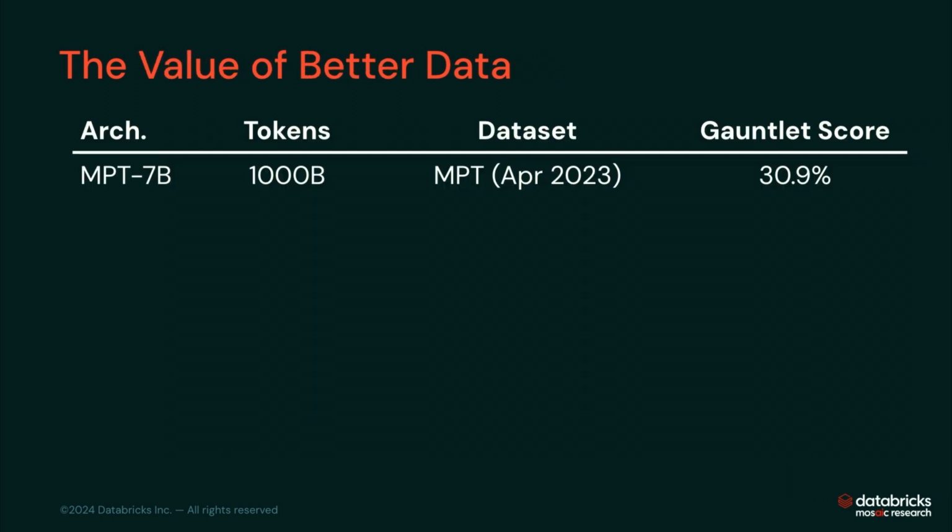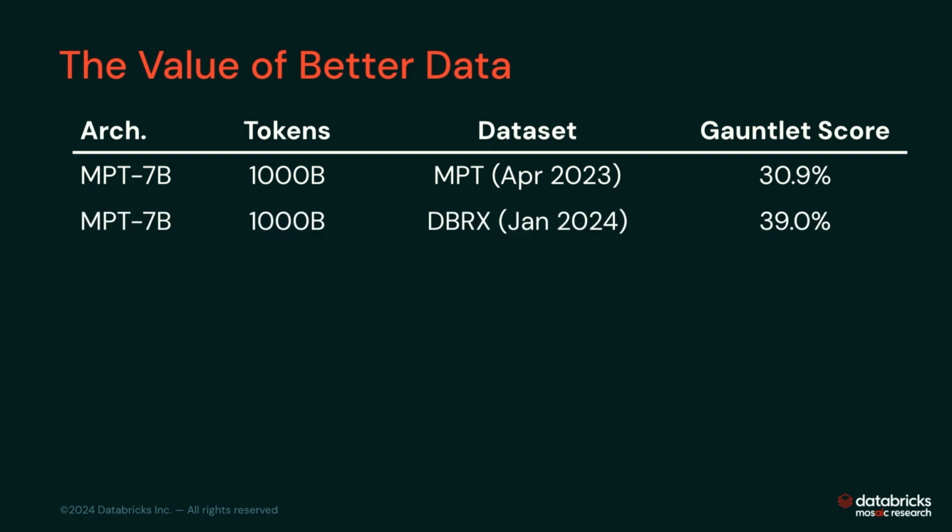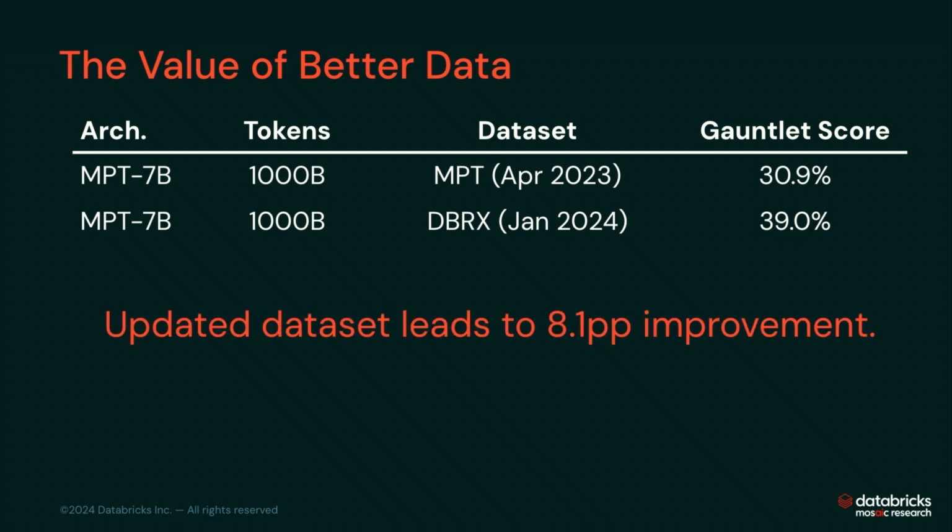So I'm going to talk about the value of better data. I'm going to show you MPT-7B. This is a model we trained about a year ago. It was trained on 1 trillion tokens, so 1,000 billion tokens. We made the data set probably last April. And on our gauntlet, which is our internal benchmark that we use to look at models, you can go and take a look at it online and see if you like it or not, but it's a metric, it got 30.9%. We then retrained an MPT-7B using the DBRX data set. It got 39%. Huge improvement, an 8.1 percentage point improvement. Those don't come easy with a better data set.